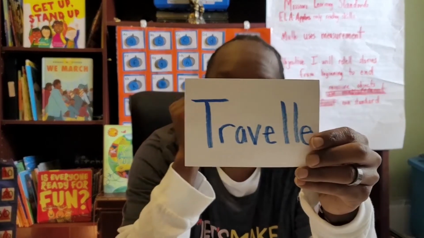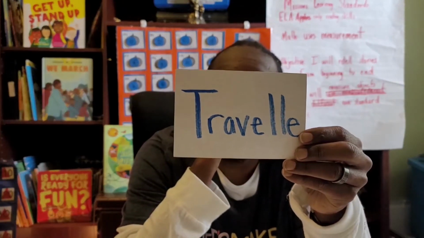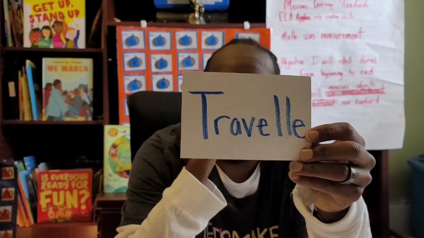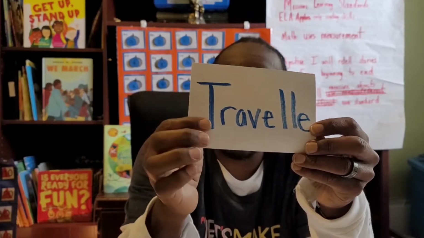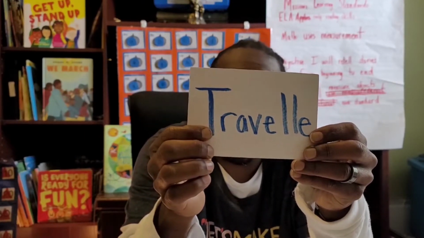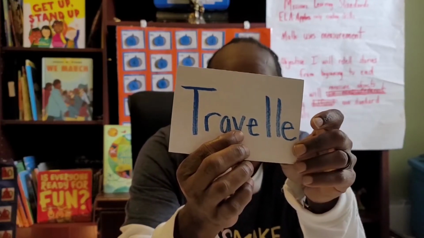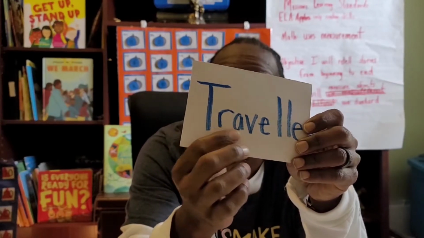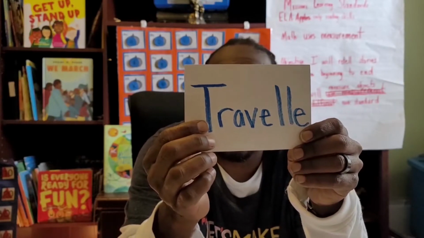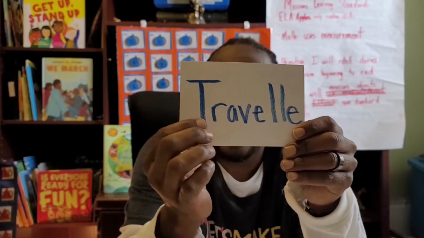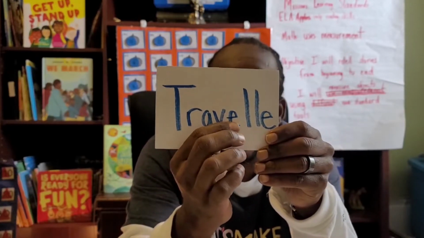And whose name is this? Hi, Travell. I know Travell. What letter is this? T. His name starts with a T. What letter is this? A V. He has a V in his name. Let's spell Travell. T-R-A-V-E-L-L-E. Hi, Travell.